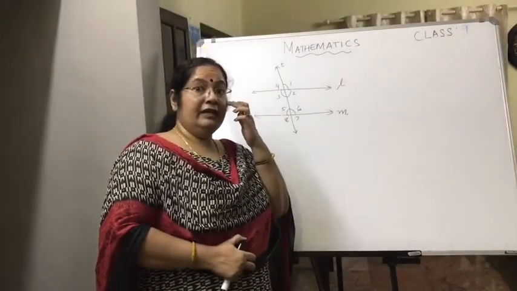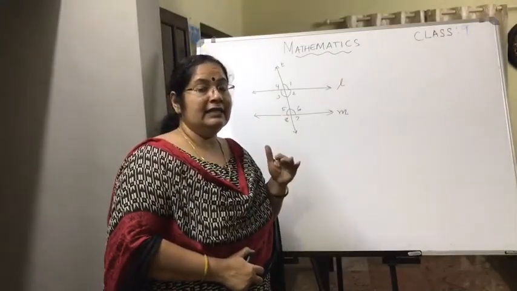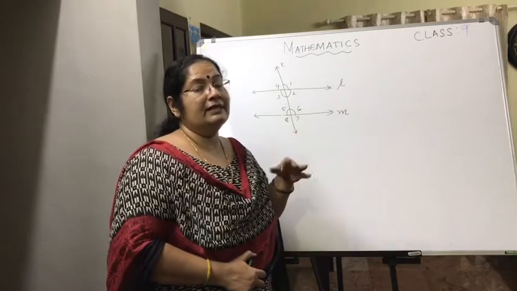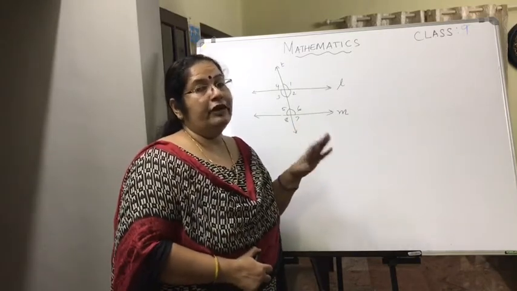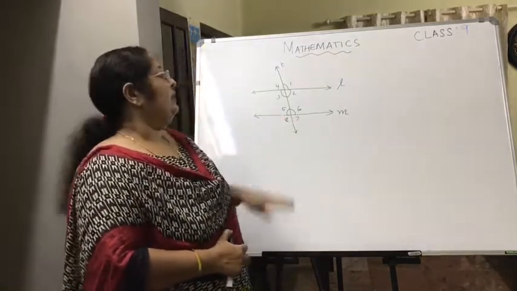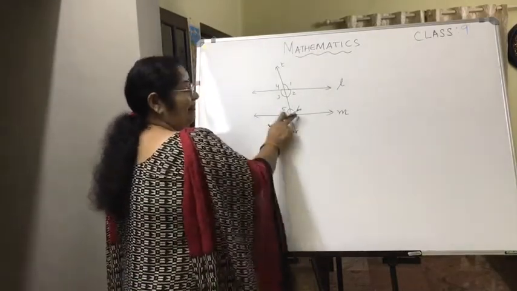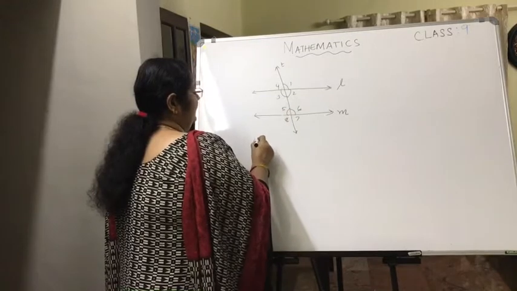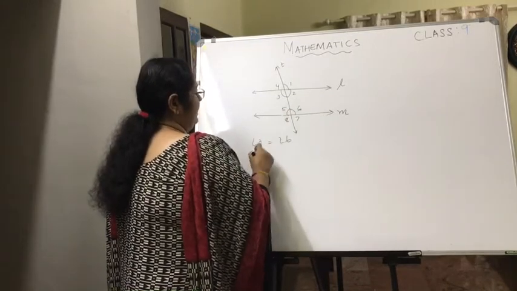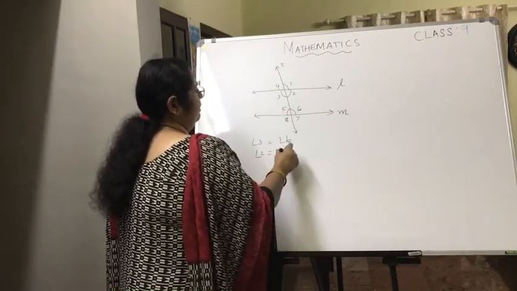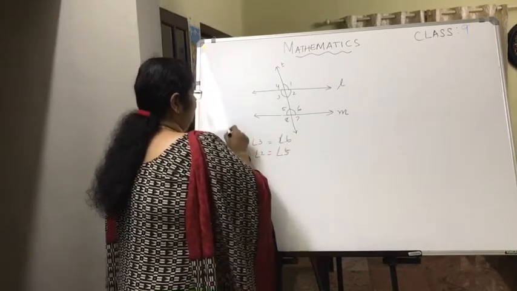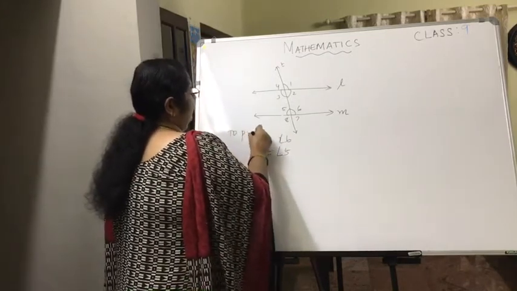Now we are going to prove that alternate interior angles are equal. That is, if two parallel lines are cut by a transversal, the pair of alternate interior angles so formed are equal. Now which are the alternate interior angles? Angle 3 and angle 6. Here I have changed the markings. So angle 3 is equal to angle 6, angle 2 is equal to angle 5. That is what we are going to prove. Now what is given for us?